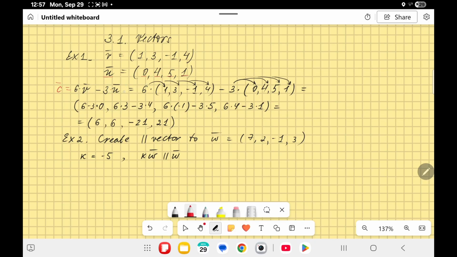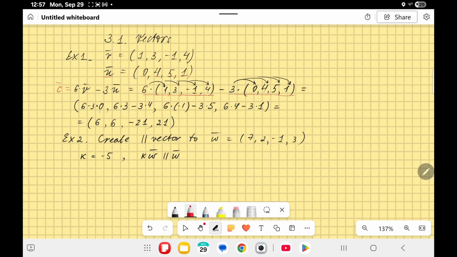Well, by the rule of multiplication of a vector by a scalar, we write down the scalar in front of the vector, and then minus and the second scalar in front of the second vector. And after that, just do the arithmetic on the components. So how do we multiply 6 by a vector of 4 components? We multiply 6 by every component. It's very similar to matrix multiplication. 3 by 4 components, also every component by 3.